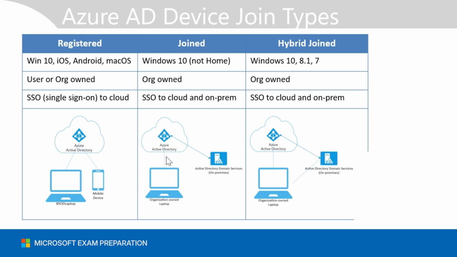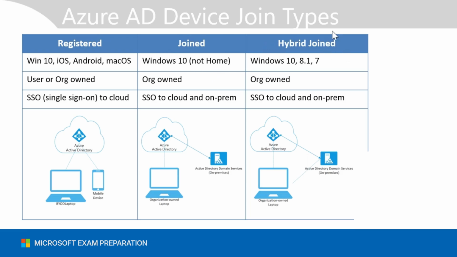So notice there's one line here that goes from the org-owned laptop to Azure AD. So the authentication happens there, Azure AD may communicate with your on-prem Active Directory to finish the authorization or authentication, but Windows 10 is the only OS that can be joined.